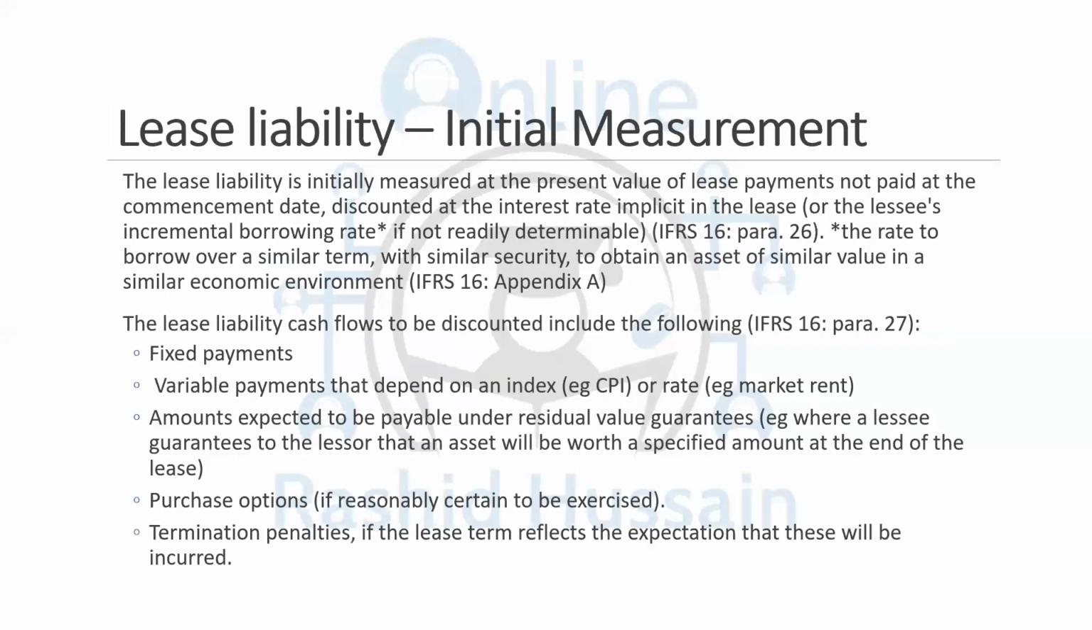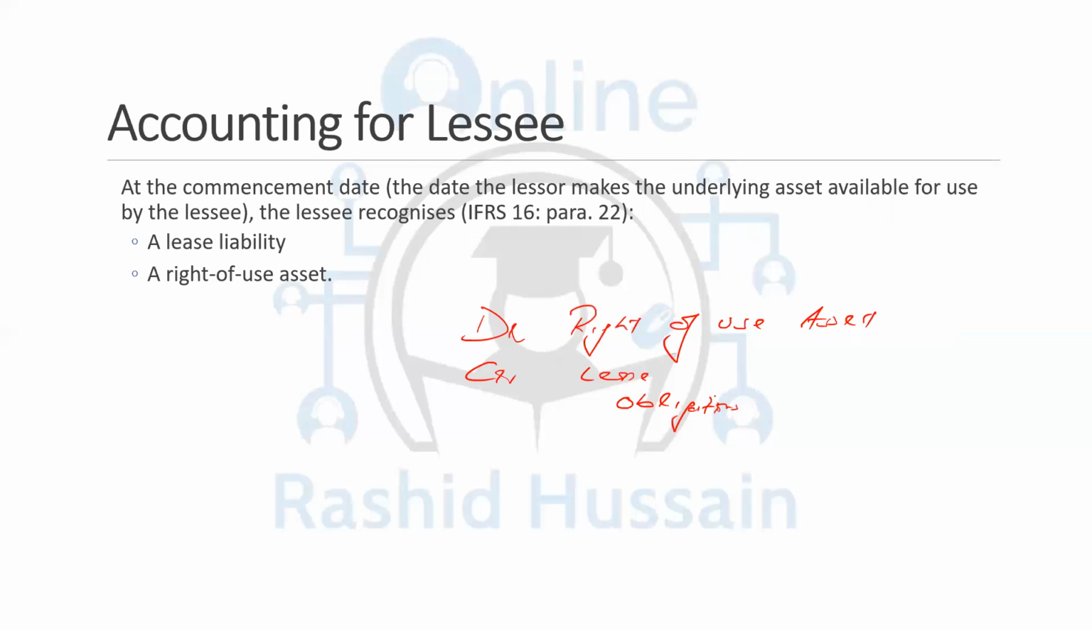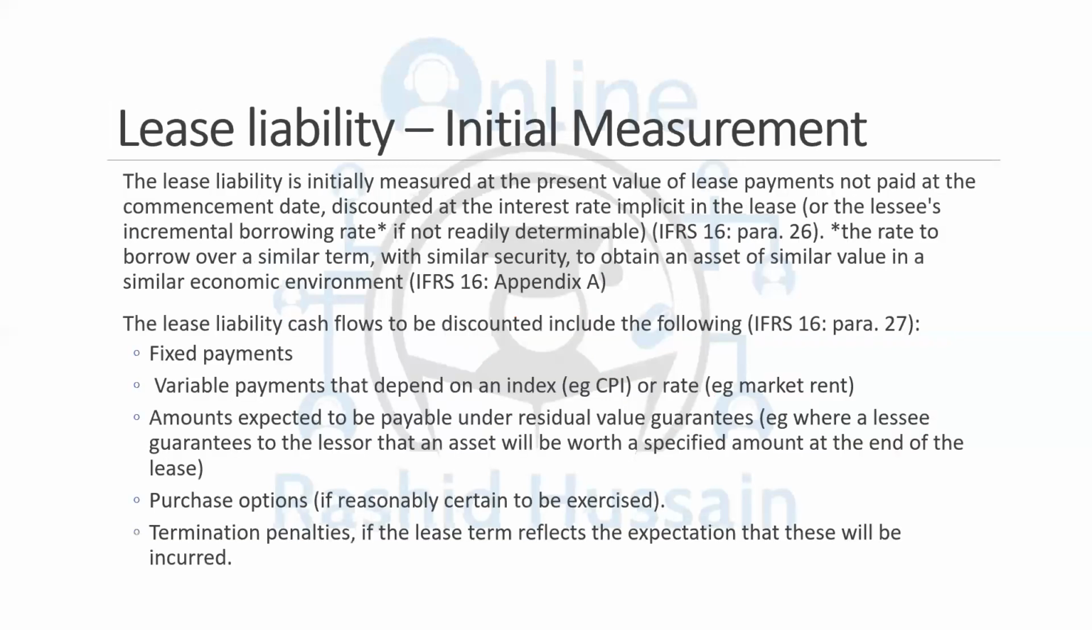Okay, so what are the things that should be recorded within the lease obligation? This is the credit entry. Fixed payments, which you're going to make. Any variable payments. Variable payments means, for example, if your rent is based on market percentages, and if they change, your payment will change as well. So the variable payment will arise.